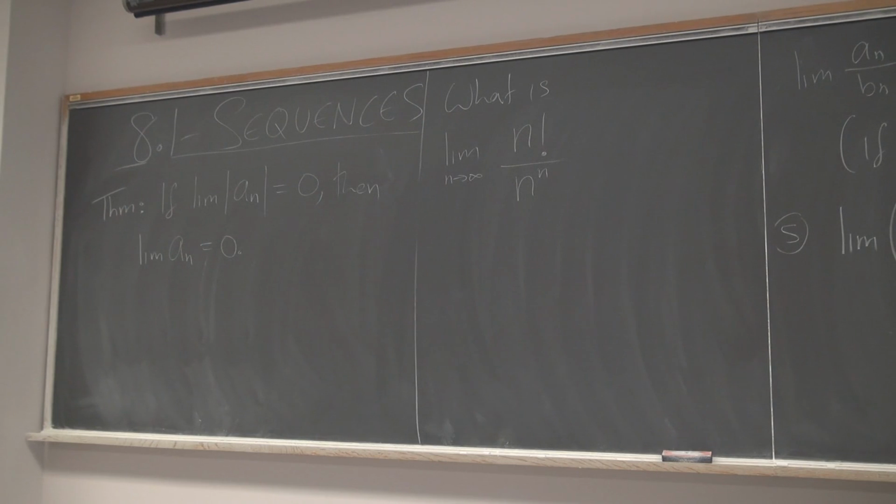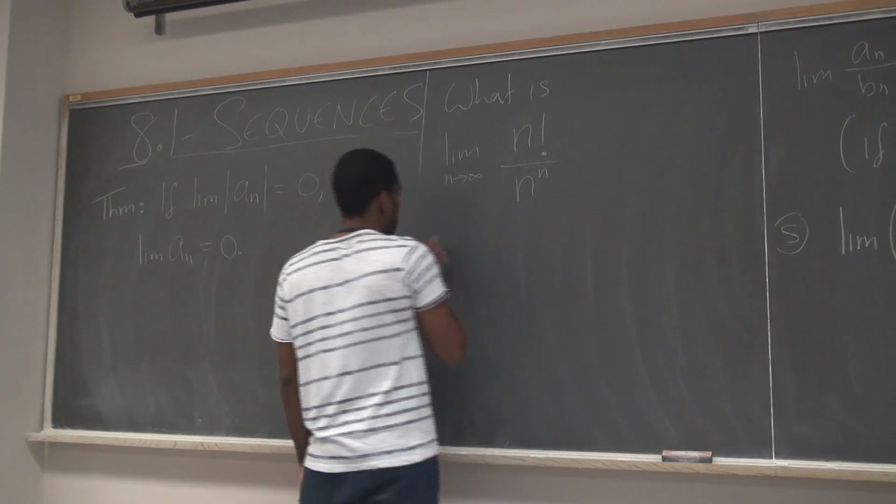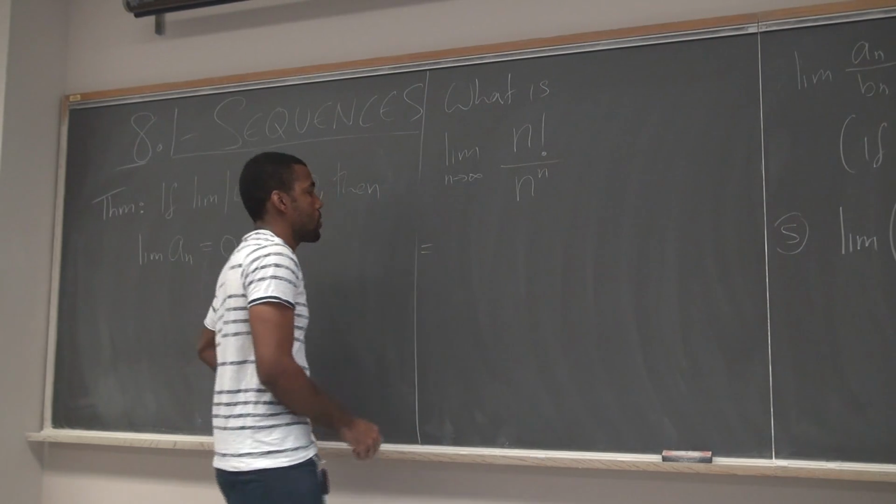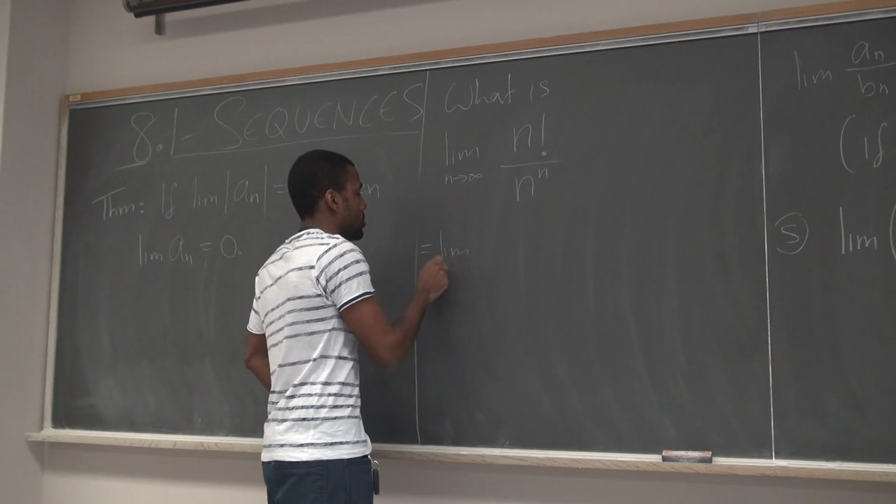So does the factorial win? I think it goes to 0, right? Because the power is bigger. How do you know? How would you investigate it? What would you try? You have to try out values.